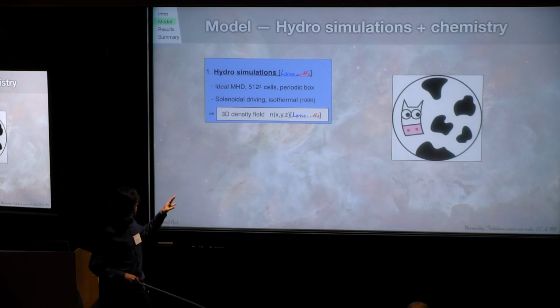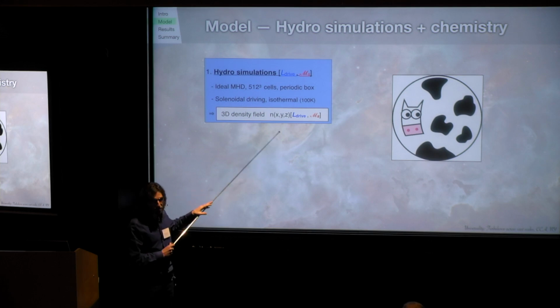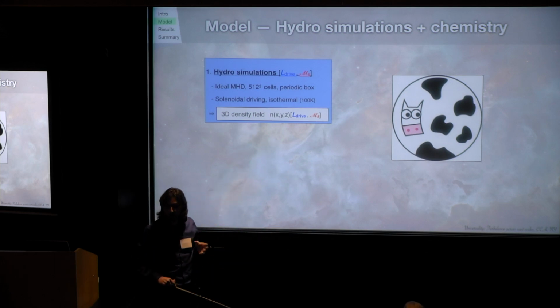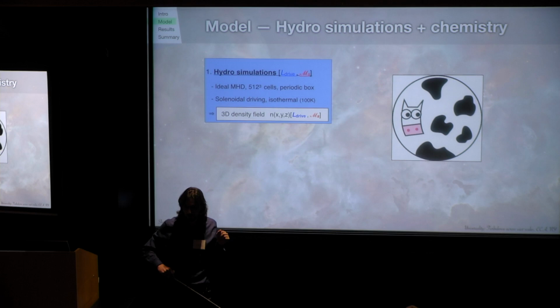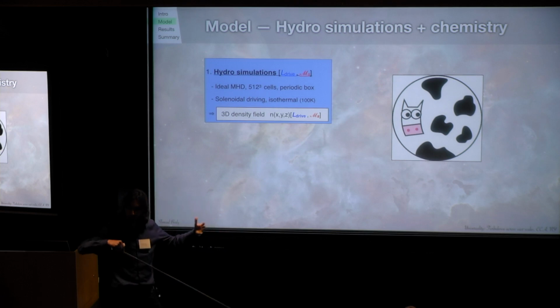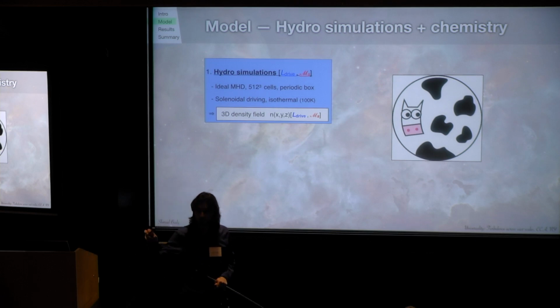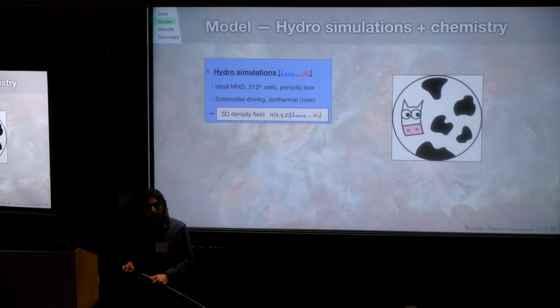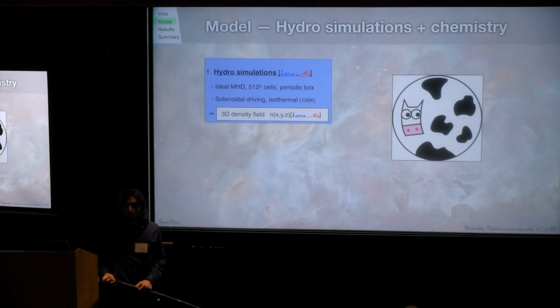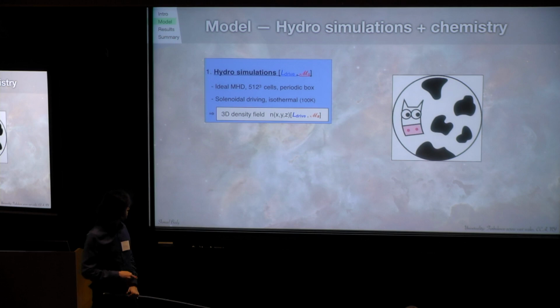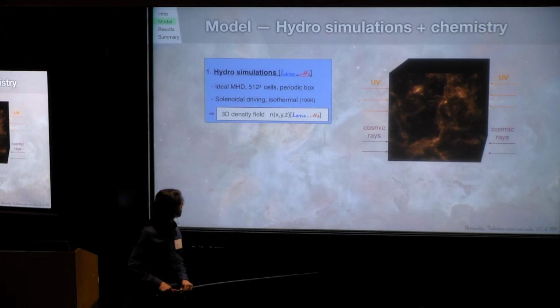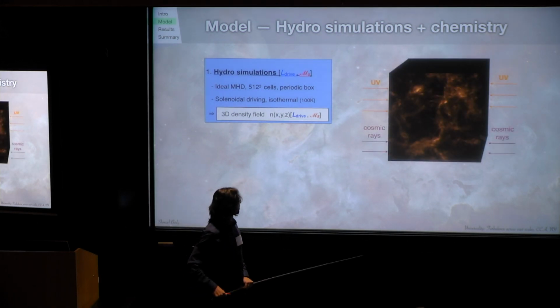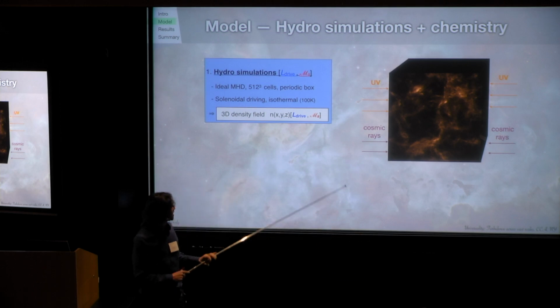And importantly, I'll focus here on these two parameters: the sonic Mach number, which tells you the strength of the turbulence, and the driving scale, the scale where you drive the turbulence. That tells you the scale of the density fluctuations. The larger the driving scale, the larger the scale of density fluctuations, and a small driving scale will give you smaller scale density fluctuations. So our spherical cow turns into a box cow, and that's the box cow.